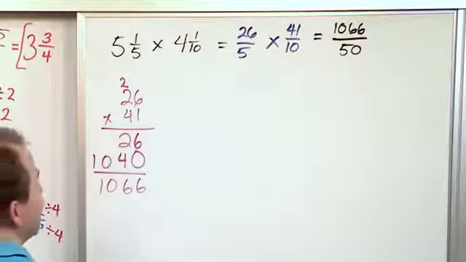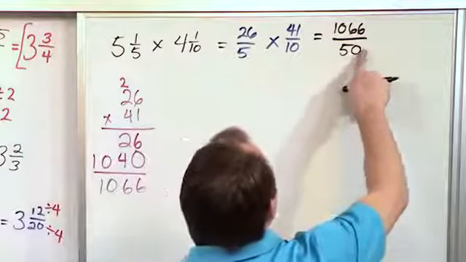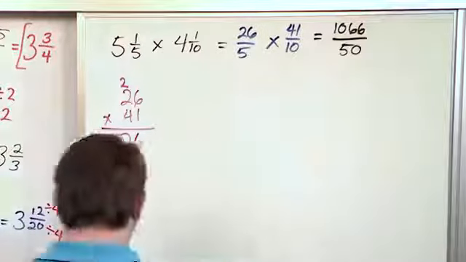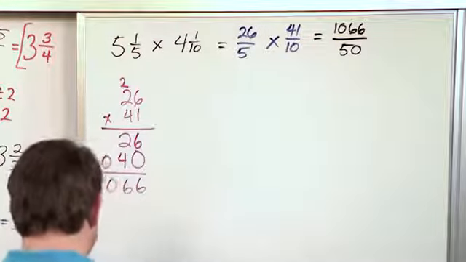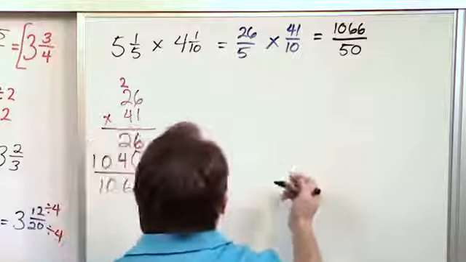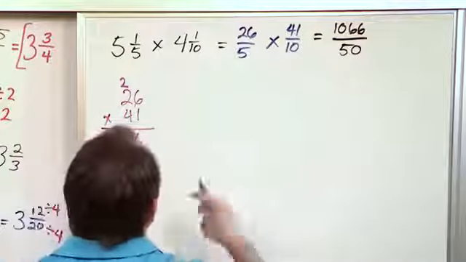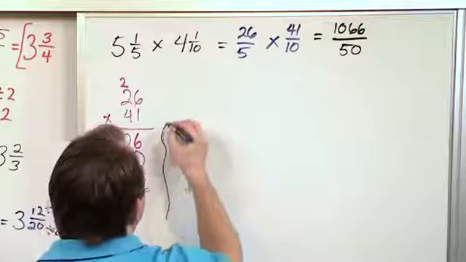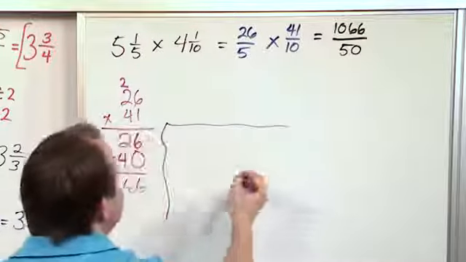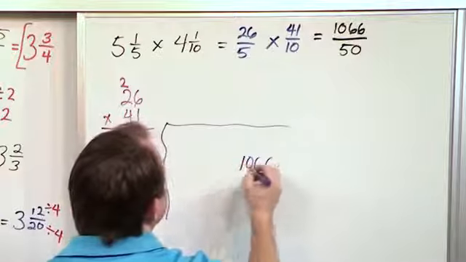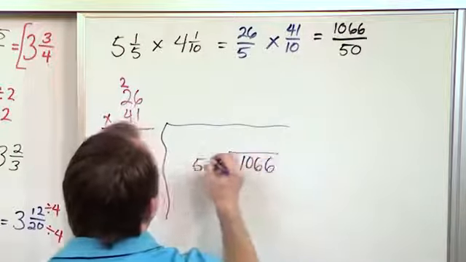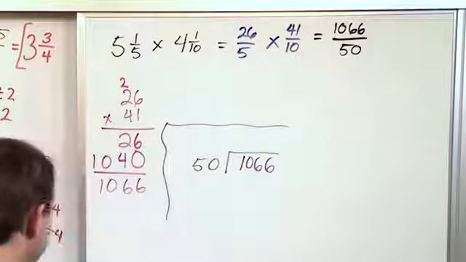So my question to you is, to do this, how many times will 50 go into 1066? How many times will that happen? Well, basically you need to divide here, right? So again, you're going to have to get your separate little sheet of paper, your separate part of your paper, and you're going to have to take 1066 and divide by 50. All right, divide by 50.